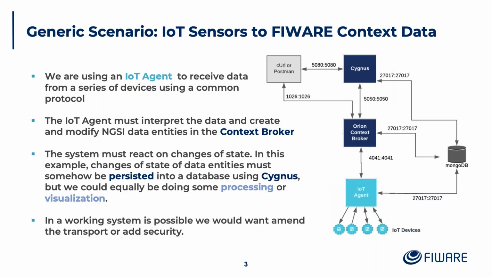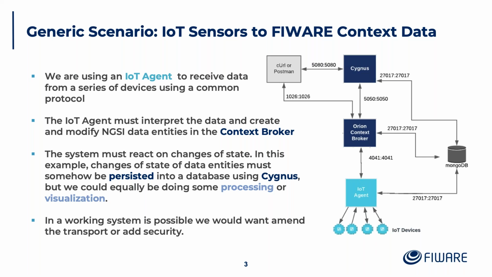The scenario which we're going to deal with as a very simple example is just purely taking some information from our devices, using an IoT agent to receive data using some common protocol. It really doesn't matter because the steps for debugging this system will be the same. Obviously, the actual details will differ depending on which IoT agent you're using, but the overall strategy will remain the same. The IoT agent obviously receives something in some proprietary format and therefore must then interpret the data and create NGSI data entities within the context broker.